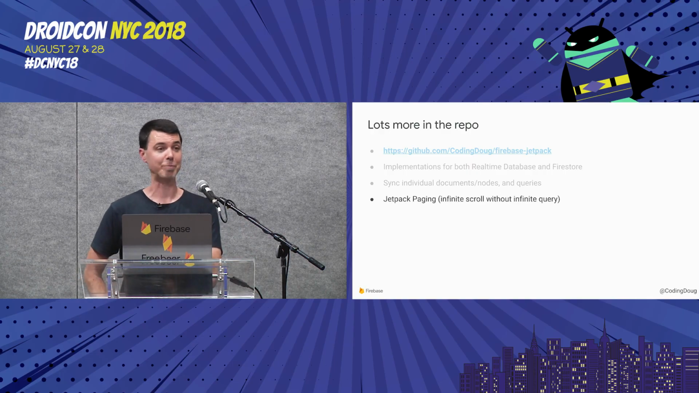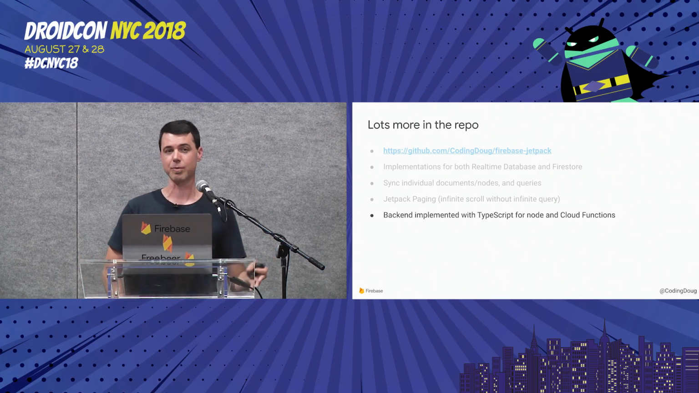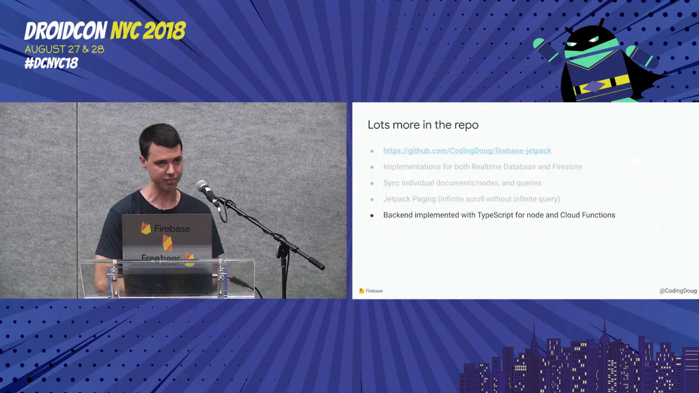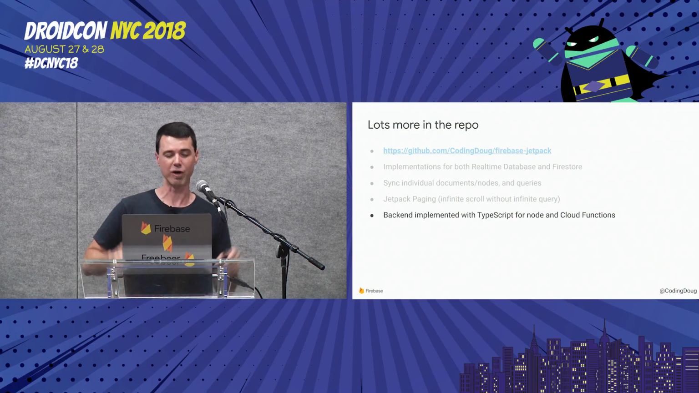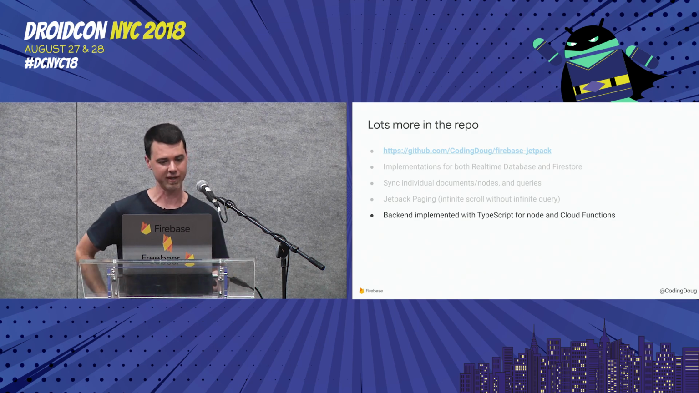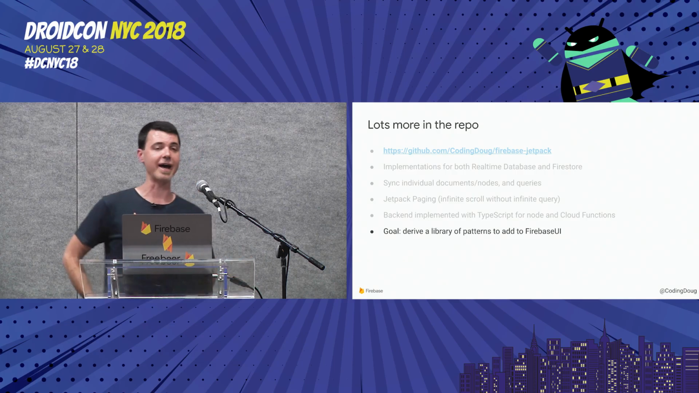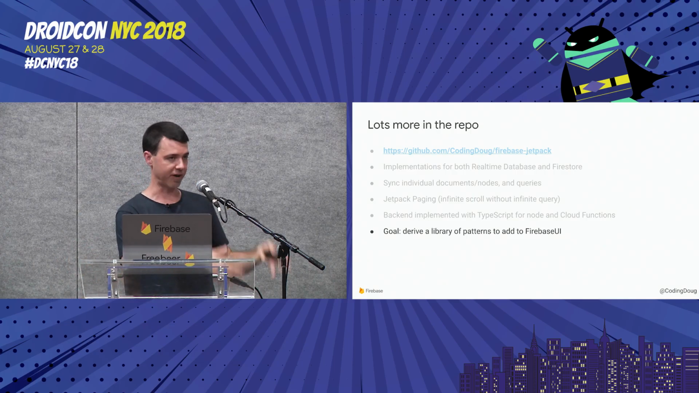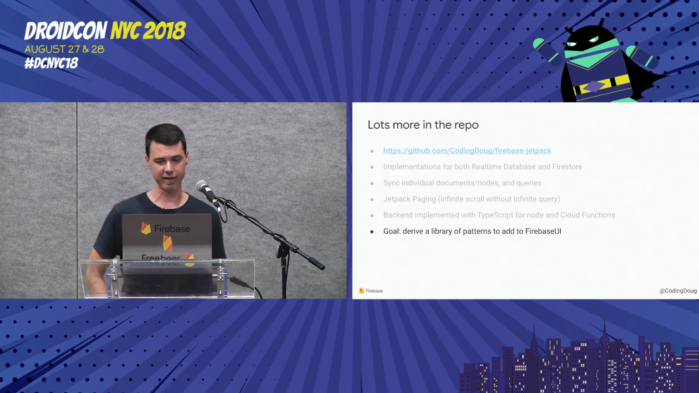There's also examples for paging, so you can do, in theory, infinite scrolling with Firestore and Realtime Database. Paging is another Jetpack component that I just don't have time to talk about today. It is kind of its whole own talk. There's a backend implemented in TypeScript using Cloud Functions, so I actually work very closely with the Cloud Functions team. This is how I make all of my stocks update in real time, how I fake their updates. I have components that can be added to Firebase UI to make dealing with Firestore and real-time database queries and documents and nodes super easy in conjunction with view model and live data.